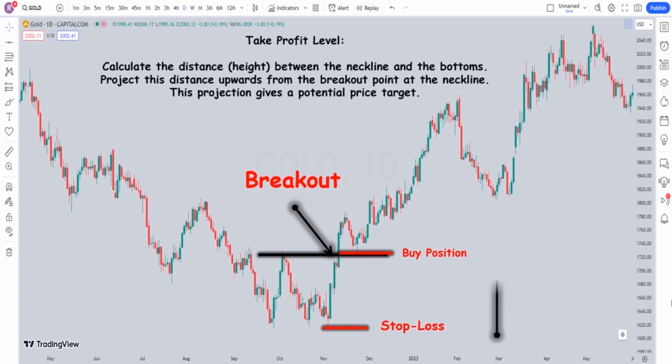Take profit level. Calculate the distance, the height, between the neckline and the bottoms. Project this distance upwards from the breakout point at the neckline. This projection gives a potential price target.